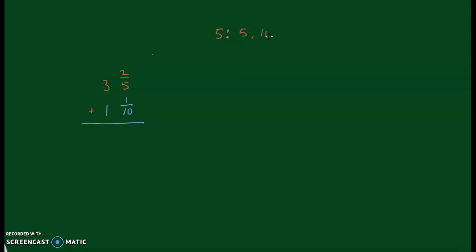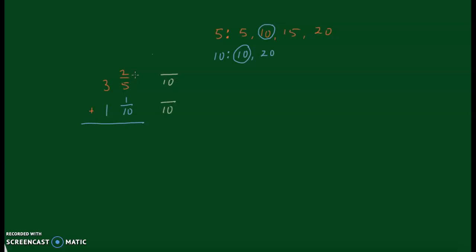So 5, 10, 15, 20. And then my multiples of 10 would be 10, 20. And I can stop there because 10 is the smallest number that's the same for both. It's my least common multiple. So I'm going to make an equivalent fraction with 10 as my denominator.